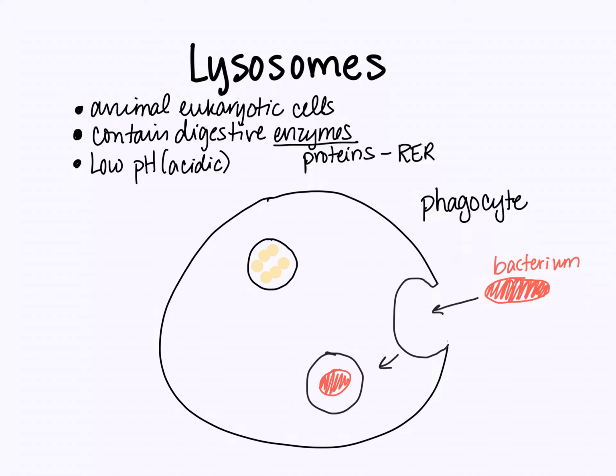Then what could happen is that the lysosome could fuse with this vesicle. And in doing so, these digestive enzymes could kind of take over this bacterial cell and ultimately break it down. So it essentially disables or breaks down or digests this bacterial cell so that it cannot cause harm to the cell. All right, so let's do a quick summary of the endomembrane system.